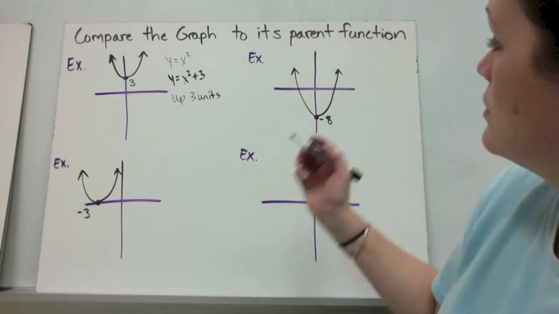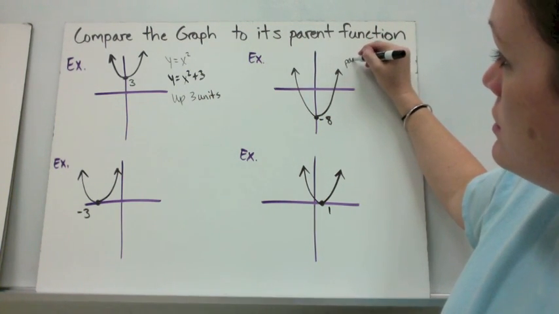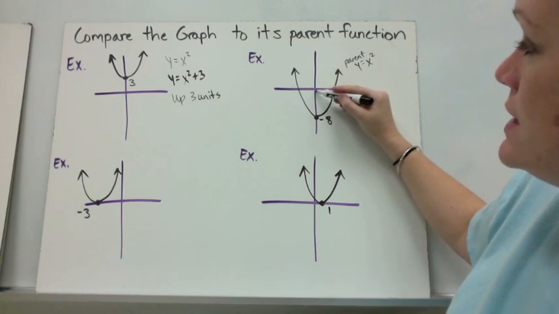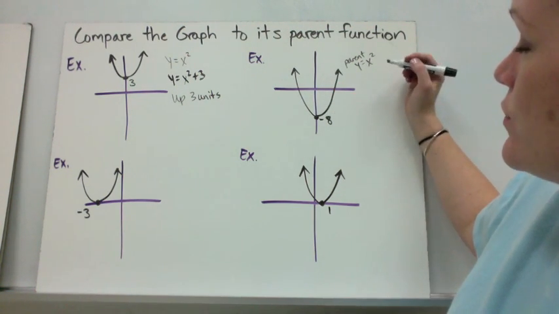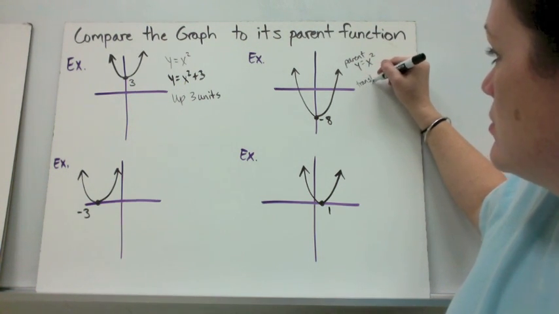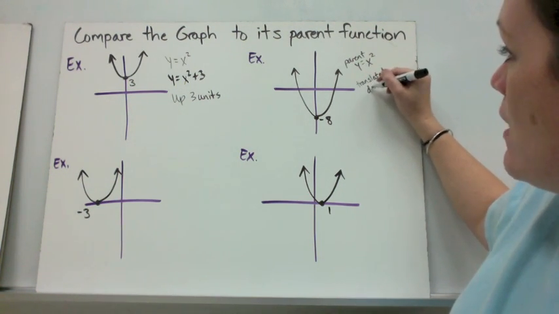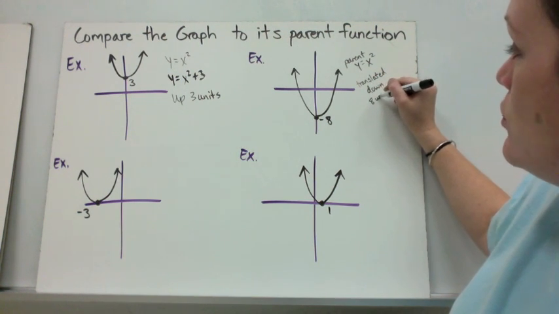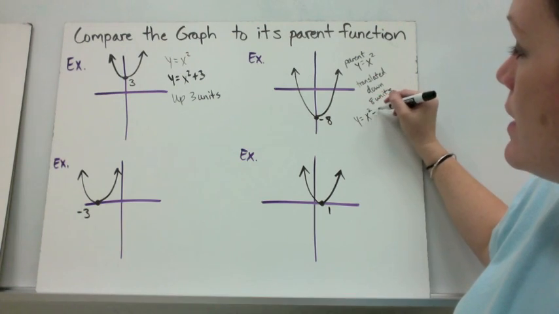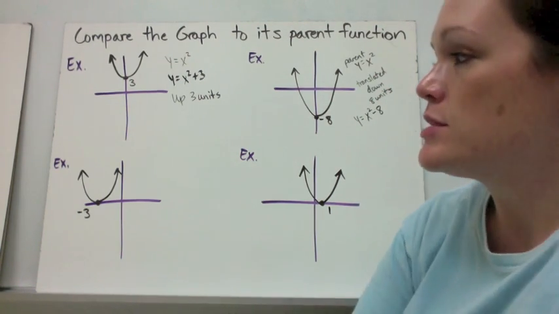Let's look at another one. Again, my parent function is y equals x squared. Here I've shifted down 8 units from the origin. So I translated down 8 units. So my new function would be y equals x squared minus 8. Let's look at another one.